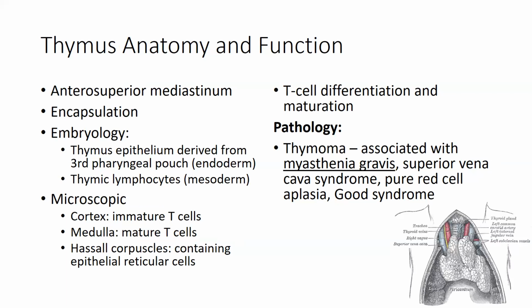I'm not going to talk much about your thymus. I don't think they'll ask you much, except for it's where T cells mature. The one kind of pathologic connection is a thymoma is associated with myasthenia gravis. So that would be a helpful potential connection between those two pathologies.